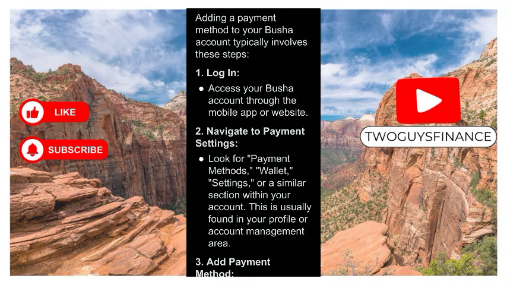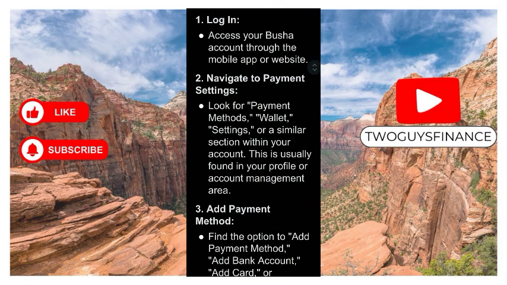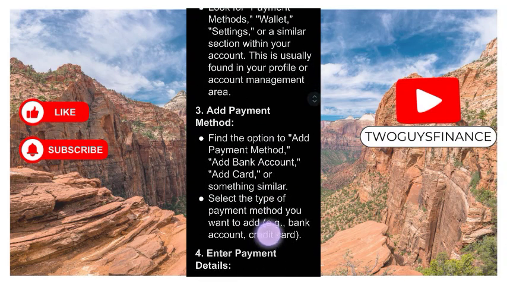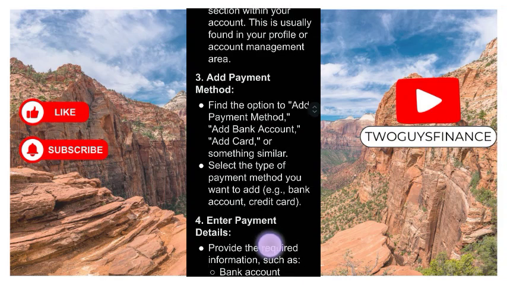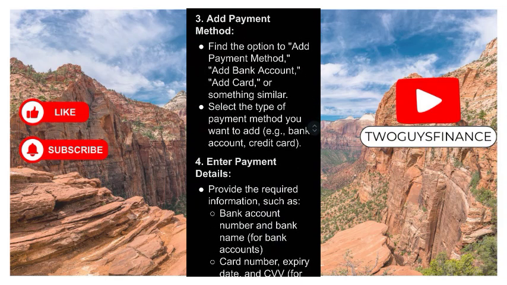Now, adding a payment method to your Busha account typically involves these steps. Now, all you need to do is access your Busha account through the mobile app or website. Look for payment methods, wallet, settings, or a similar section within your account. This is usually found in your profile or account management area. Now, find the option to add payment method, add bank account, add card, or something similar.